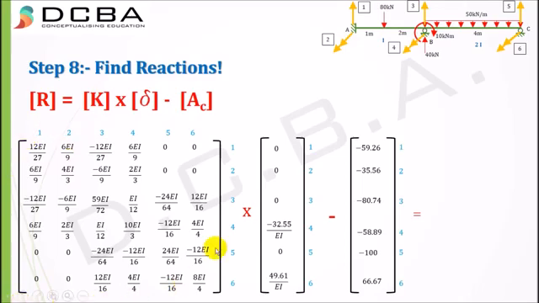This is the K matrix, the total stiffness matrix, into my displacement matrix, which is delta A is 0, theta A is 0, delta B 0, theta B we just found out in the previous step, delta C 0 and theta C we found out in the previous step. So we need to substitute them here, and all the rest would be 0. Minus AC, that is my combined load matrix.